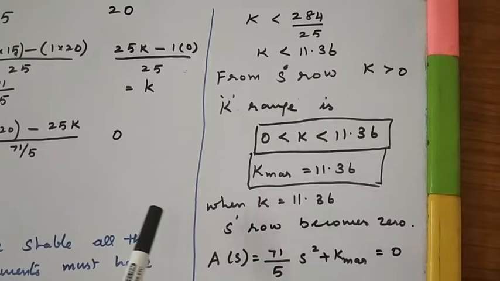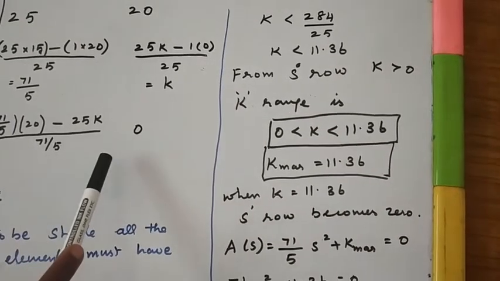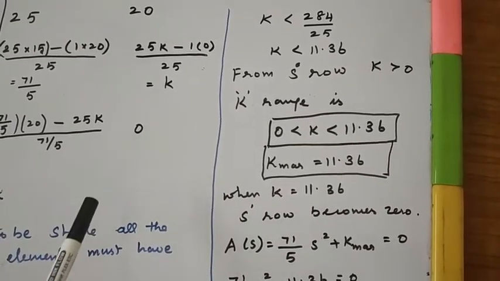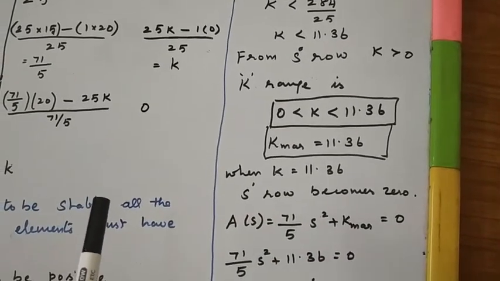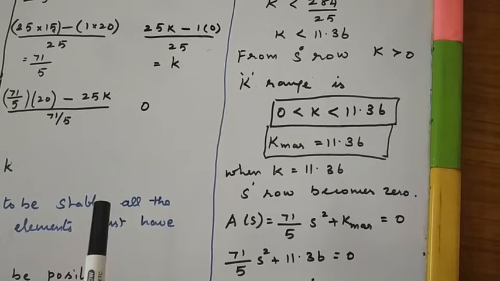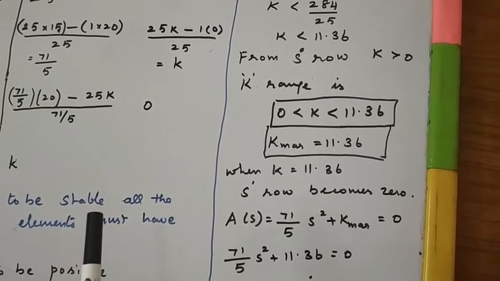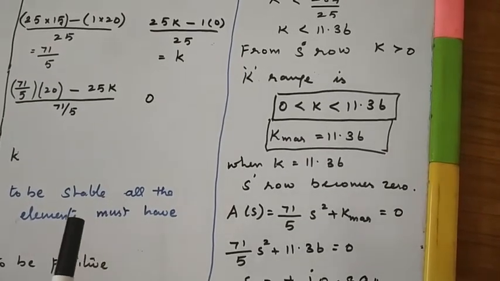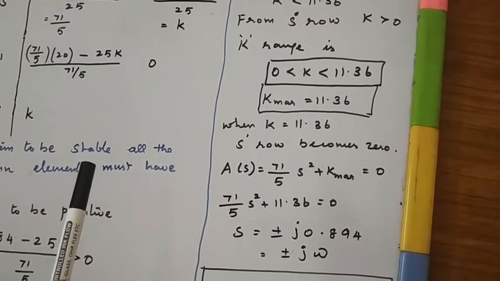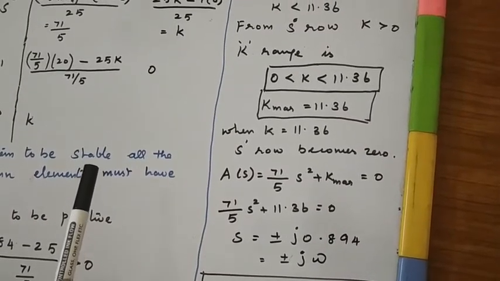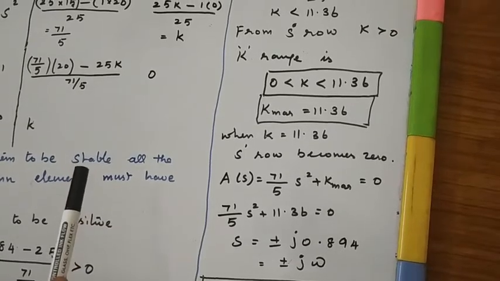Now, the second subdivision: for the system to be marginally stable. When do we get the marginally stable condition? Whenever we get an auxiliary equation, and only in that case, we can decide whether the system is stable or marginally stable. From the auxiliary equation, we will derive the roots. From the roots, if we get one pair of complex roots lying on the imaginary axis, then the system is marginally stable.